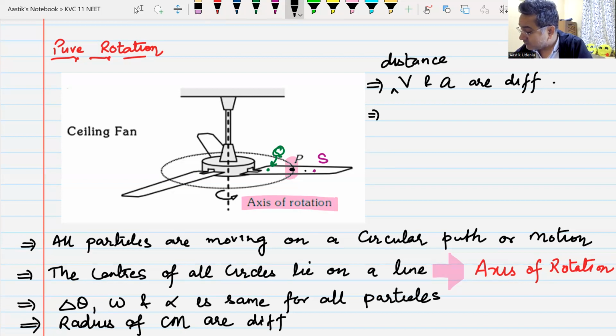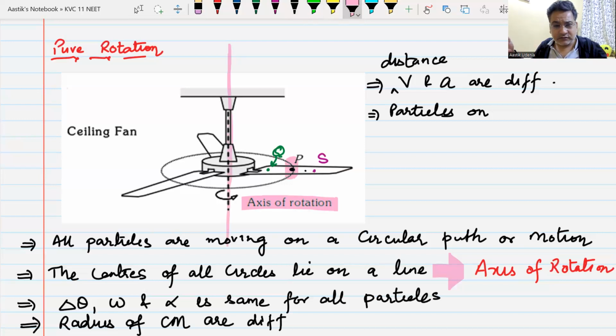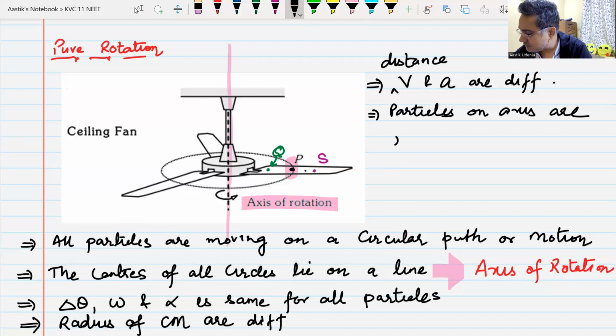Particles on the axis, do they move at all? The particles which lie on the axis. And as you can see, this is the axis. You can see the axis, yes or no? Particles on the axis are not moving at all. They are at rest. So if you have such a type of motion of a body, then that motion would be known as pure rotation.